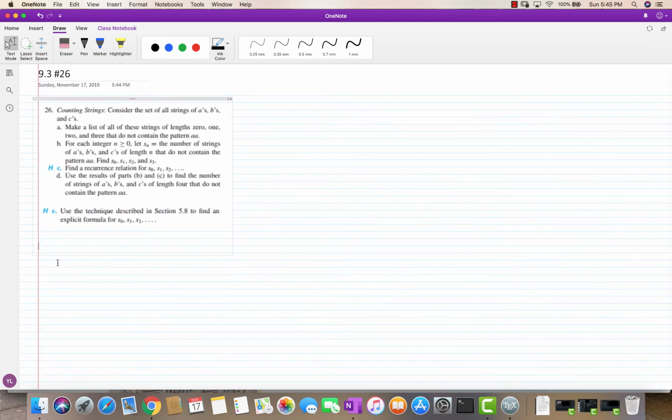Okay, I thought I would help you guys on number 26 in section 9.3 because part E is a little bit tricky and we haven't really gone over something like that in class. So the first few parts are about counting. I think you should be able to get through them pretty quickly.